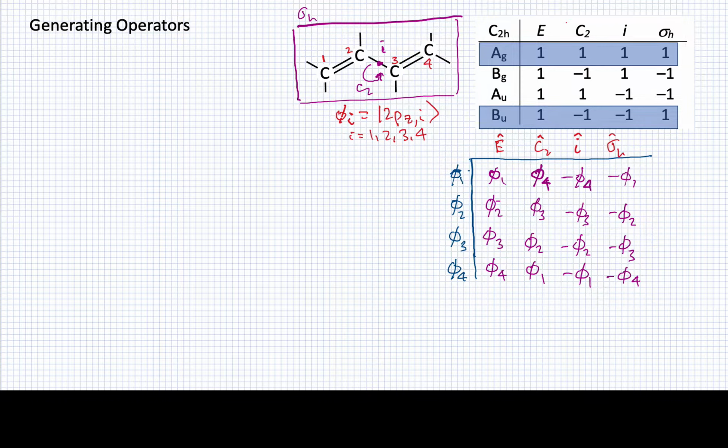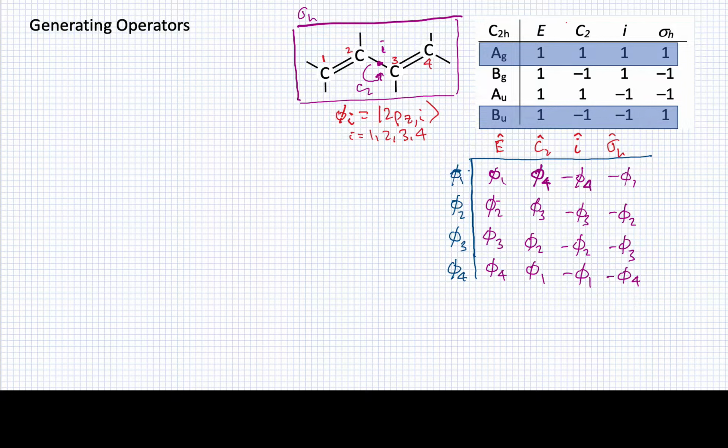We can use the atomic orbitals on a set of atoms to form a basis for a reducible representation, and then we can decompose that reducible representation into irreducible representations. But it still leaves the question open as to how we actually construct a basis set that is a linear combination of those atomic orbitals that have the appropriate symmetry properties. The way we do this is using something called generating operators.